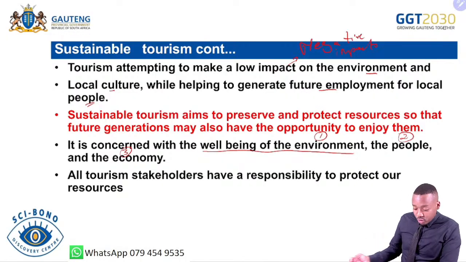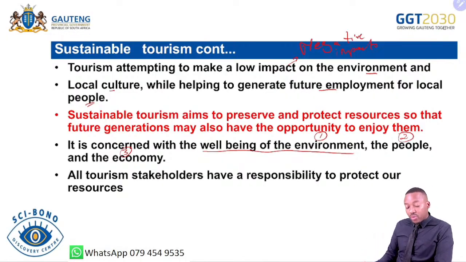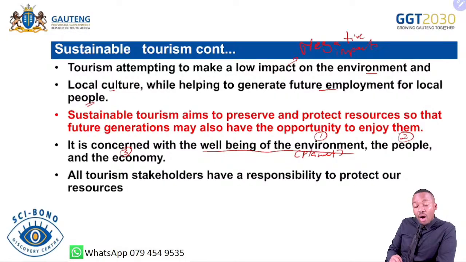It is concerned with the well-being of the environment. Which environment are you talking about, Mr. Nkonyen? Remember, we said we've got our zoos and so on. That is part of our natural environment. In grade 10 there, we spoke about what? The planet pillar. Right? Our oceans, remember, they are part of our natural habitat. They are part of our planet pillar or the environment. So if we are littering in the oceans, if people are not preserving, then what's going to happen? It's going to be ugly.